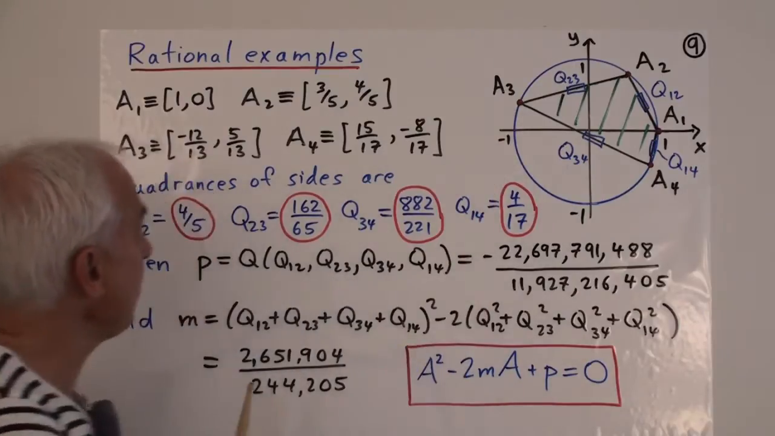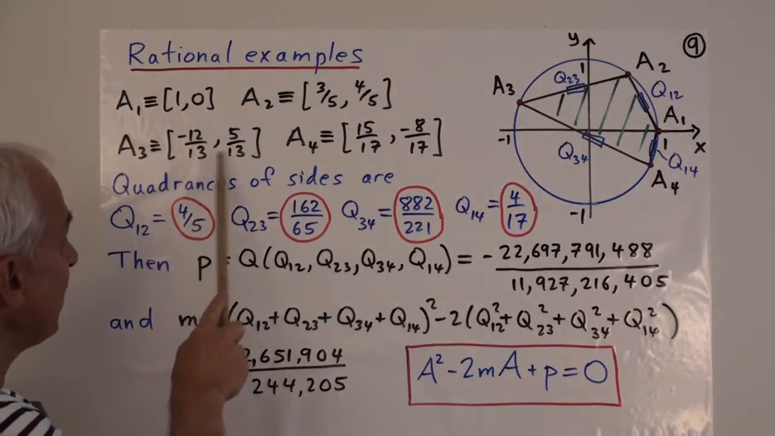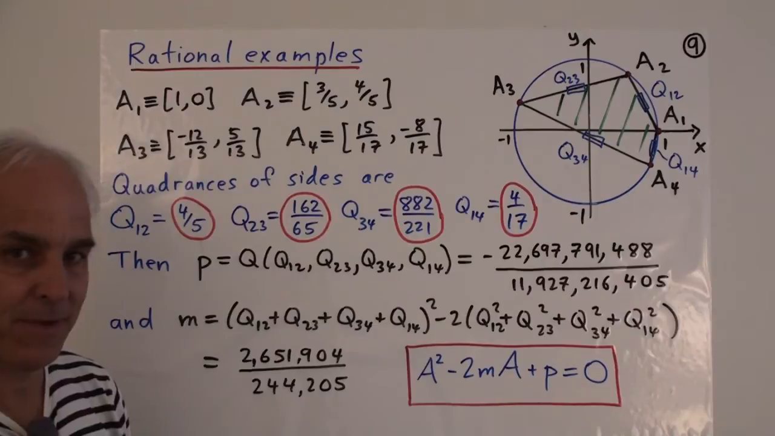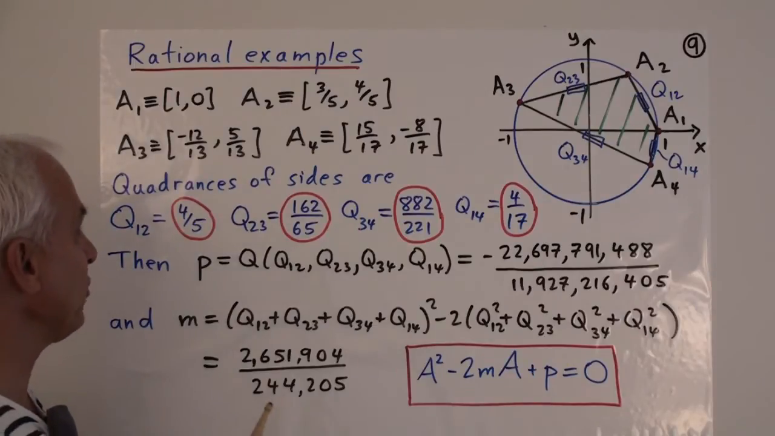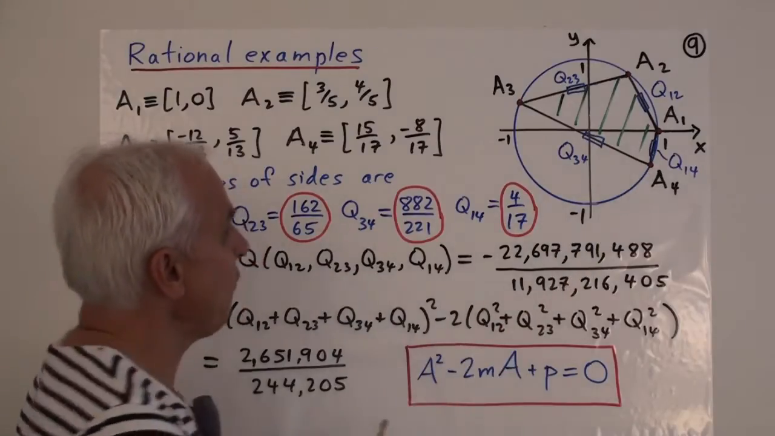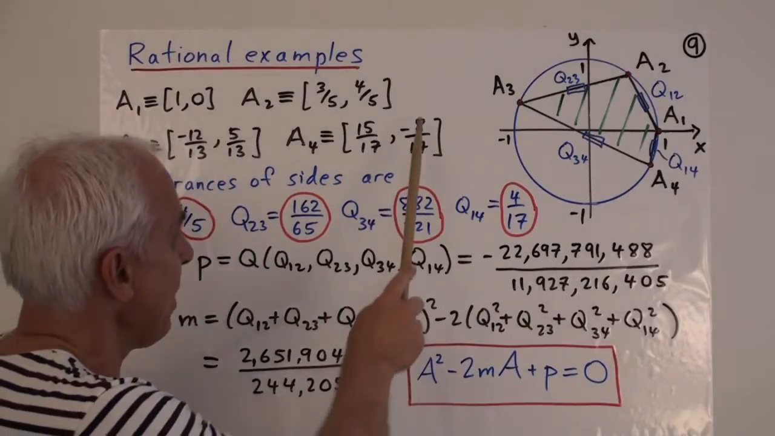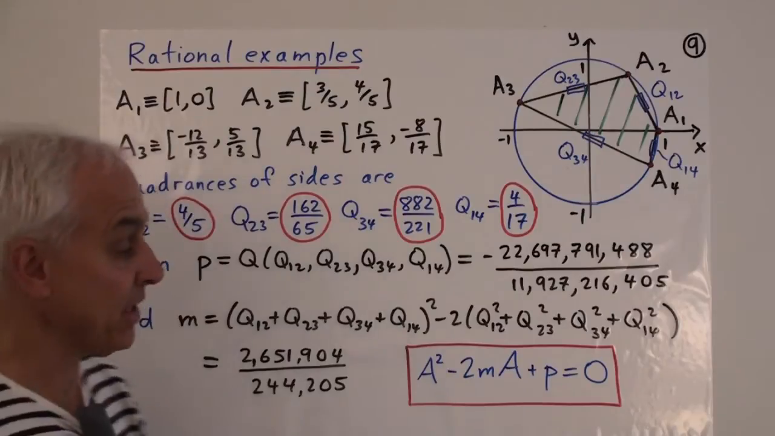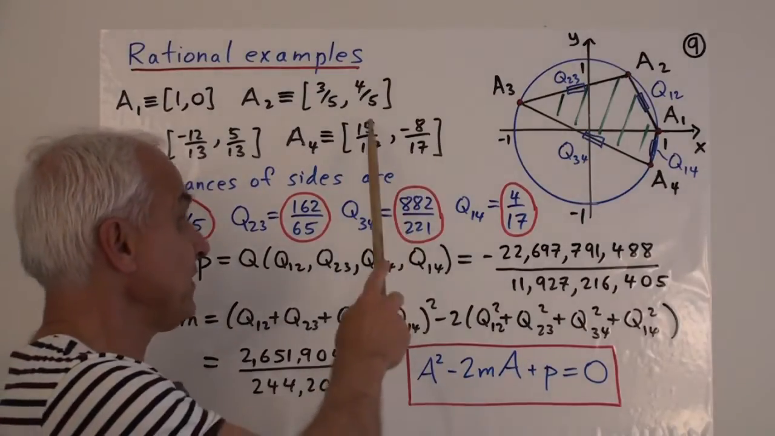This point A3, we're going to choose it to be (-12/13, 5/13). We recognize another Pythagorean triple, 5, 12, and 13. And over here, A4, we're going to choose (15/17, -8/17). There's another Pythagorean triple, 8, 15, and 17 there.